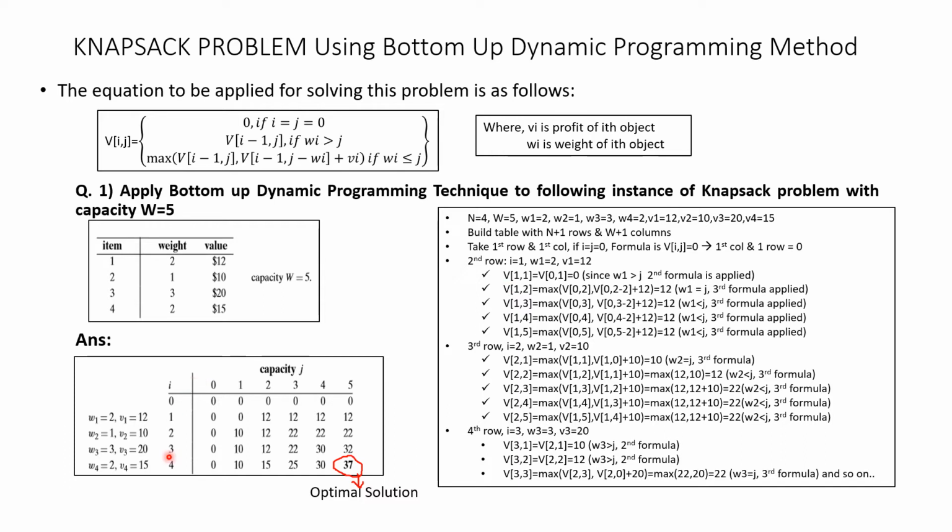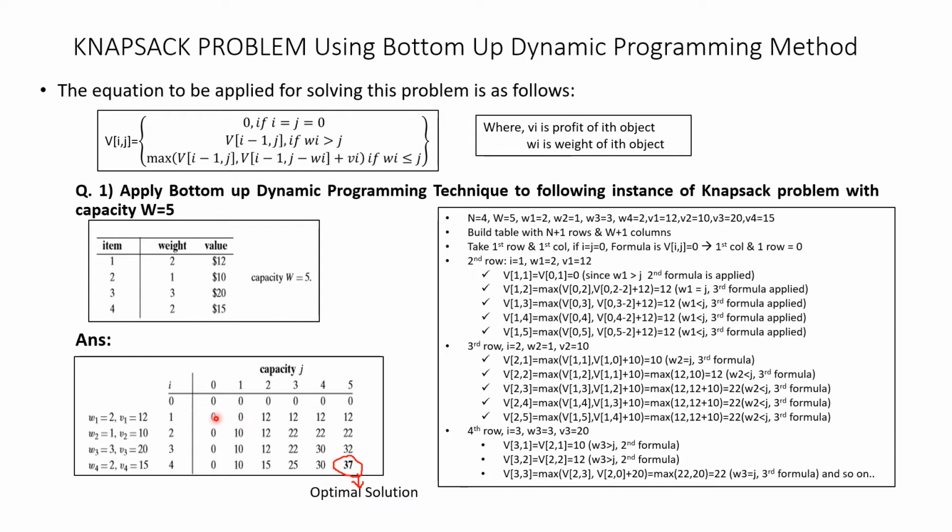V of 1, sorry, this 1, 1. So now you have to calculate 1, 1. V of 1, 1 is equal to V of 0, 1 is equal to 0. So what is the meaning of this? Now I am calculating V of 1, 1. Means this entry I am calculating.